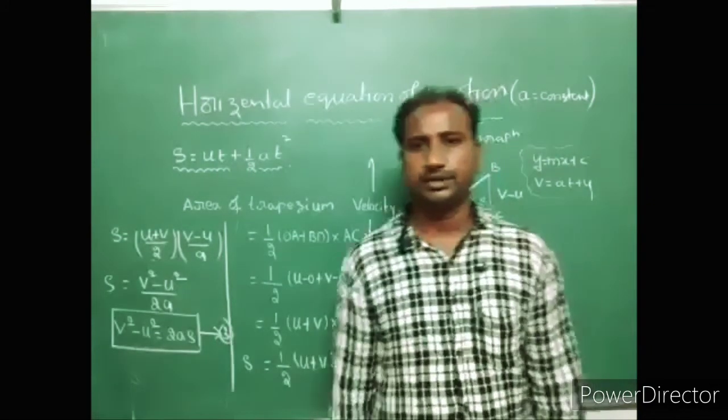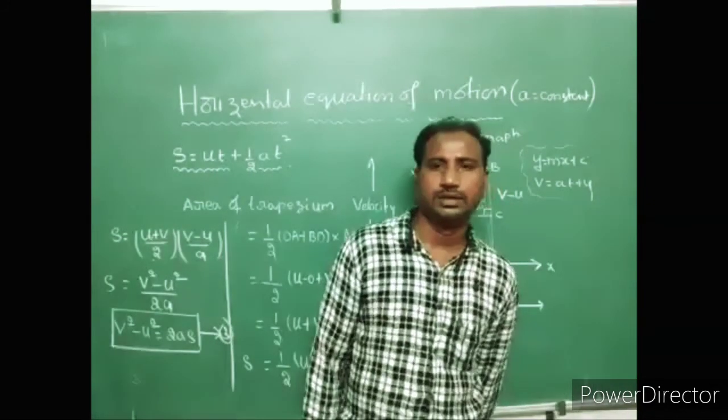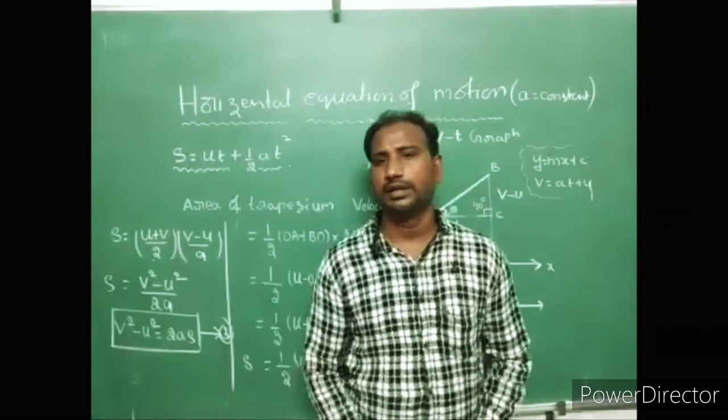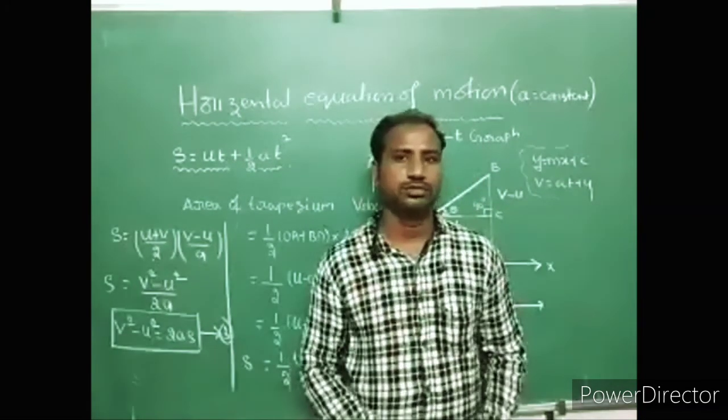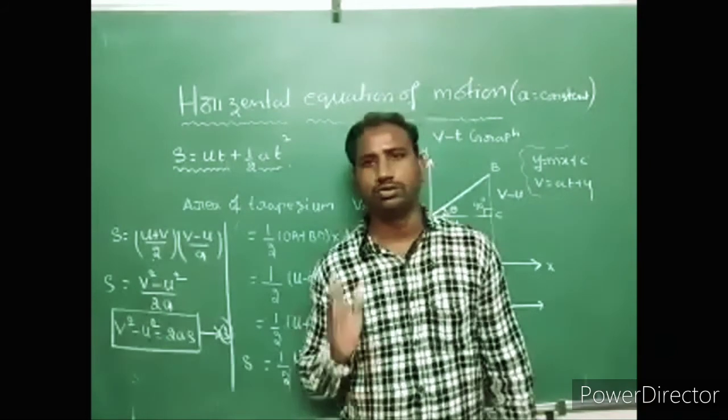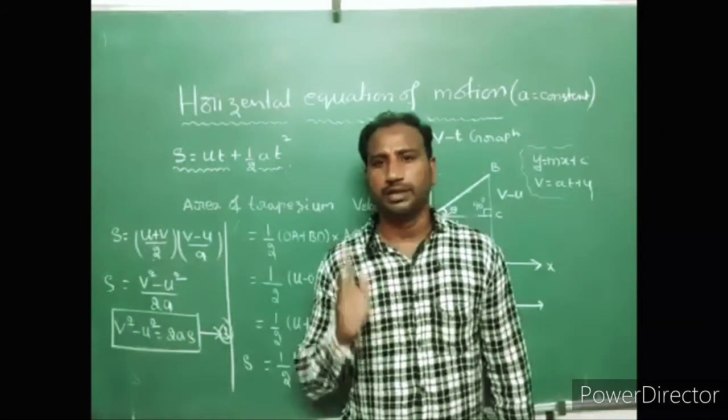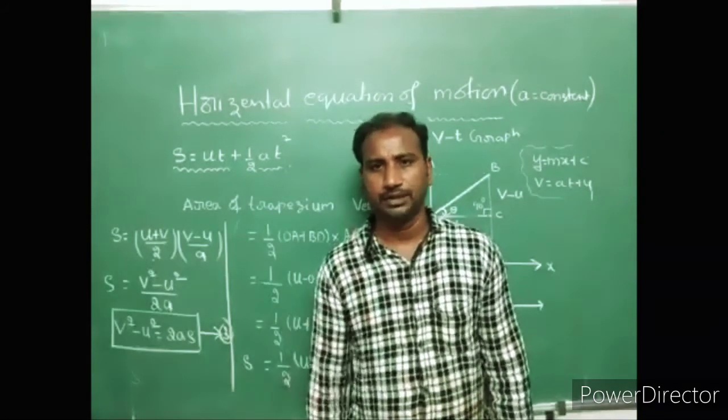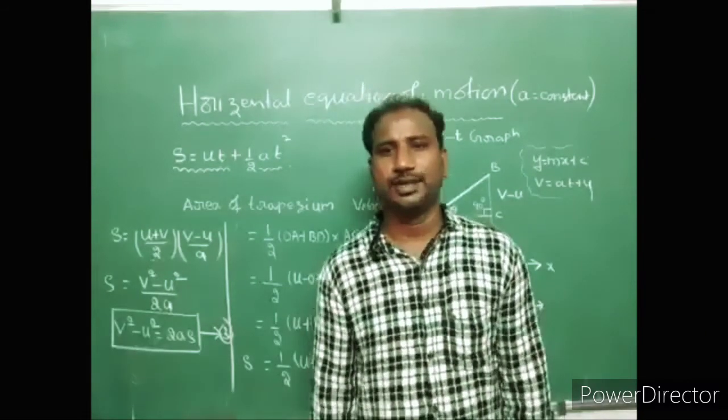Do you have any doubts, students? No doubts, sir. So tomorrow we can continue with the fourth equation of motion, Sn equal to u plus a by 2 into (2n minus 1). Okay, students, bye.